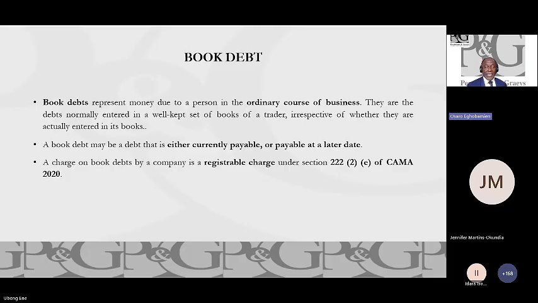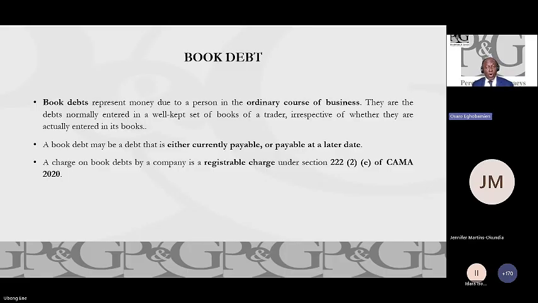So I define a book debt as money due to a person in the ordinary course of business. The phrase ordinary course of business is what distinguishes a book debt from a bank deposit. They're usually the same principle, because the bank is indebted to you when you create a credit in favor of the bank. In other words, if you deposit funds, the bank is also indebted to you, just like a customer is indebted to you. The difference is that one is generated in the course of the business, the other is generated as a result of a loan borrower relationship, a banker-customer relationship.